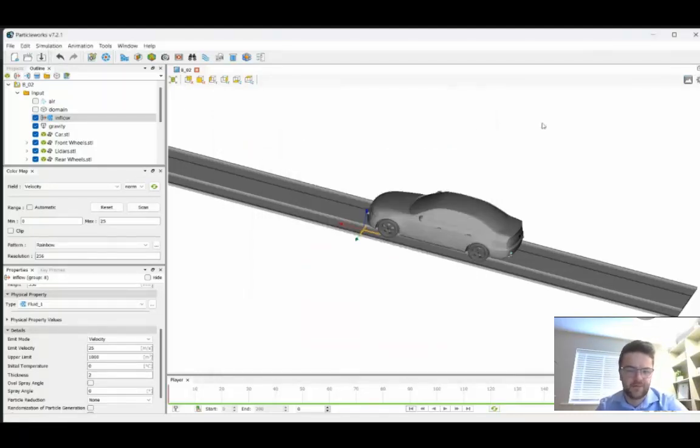Thank you. Okay, final question. What advantage does the moving particle simulation method have over SPH for this application?